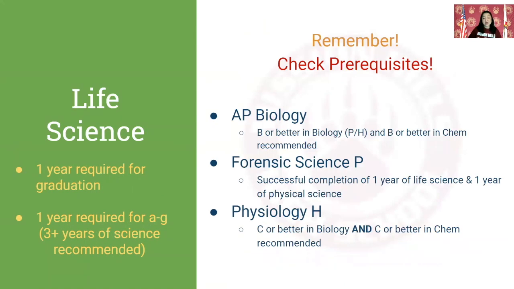Life science. There are a few exceptions, but most of you probably took biology in 9th grade and are in chemistry now or took it last term. Junior year will depend on what you have taken so far and what you'd like to learn more about. We have great life science options such as AP Bio, where a B or better in bio and chem are recommended. Forensic science is an option as long as you've already taken a year of a life science, such as bio, and a year of a physical science. And an example of a physical science is chemistry. Physiology honors is another great choice for those who have earned a C or better in bio and chem already.